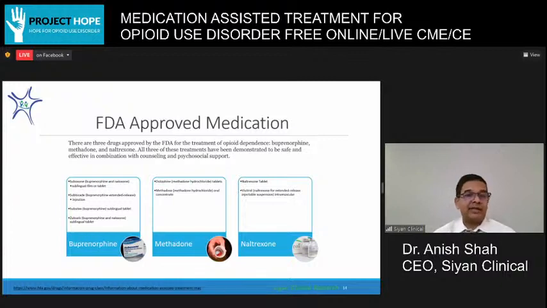The second one is methadone. It has also been FDA approved for opiate dependence treatment. And the last set of medications are naltrexone and Vivitrol. Naltrexone is generally an oral tablet, and Vivitrol is an extended-release injectable naltrexone, which is given intramuscularly once a month. So naltrexone has oral tablets and also injectable forms.